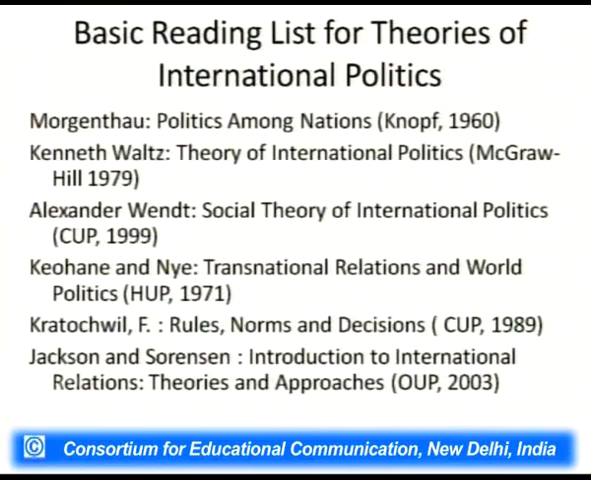Then for liberalism, you should read the book by Keohane and Nye, and the name of the book is Transnational Relations and World Politics. The next is Kratochwil, and this again is written from the constructivist perspective. His book is Rules, Norms and Decisions. It came out in 1989 from Cambridge University Press.